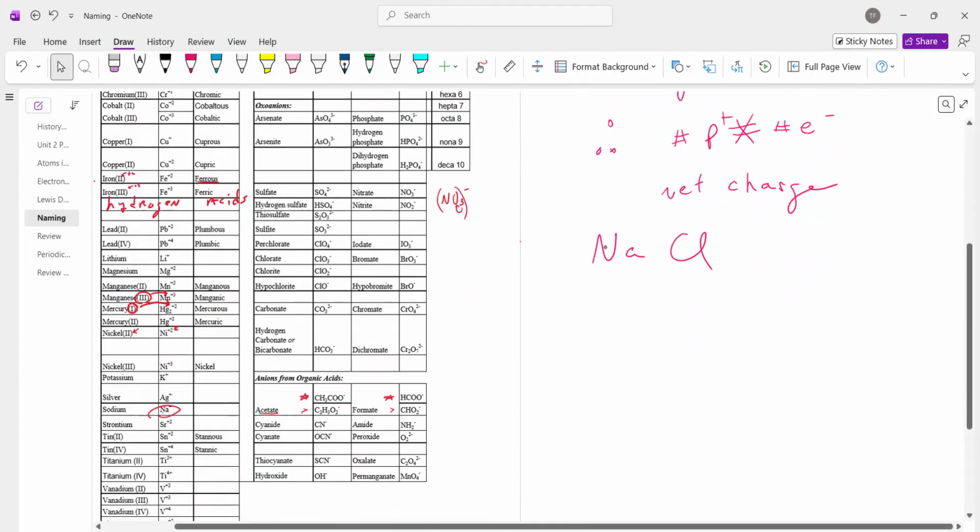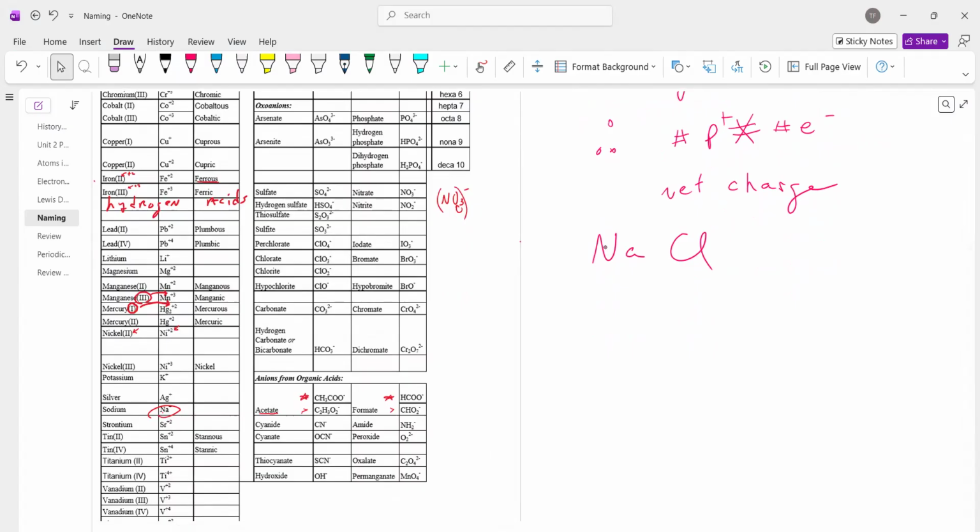Okay, so let's look up sodium and see what charge it is. Now, on this particular chart, the left side is positive, right side is negative. All right, is sodium on the left? Sodium begins with S, so go down to the S's. Sodium exists as positive, yes.